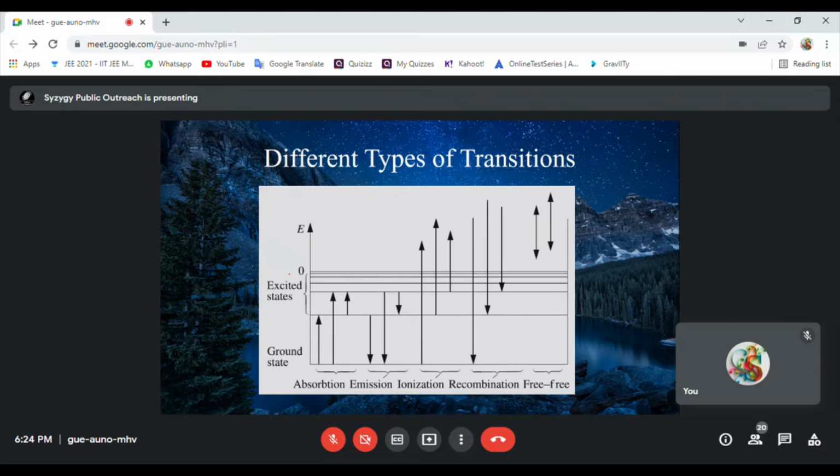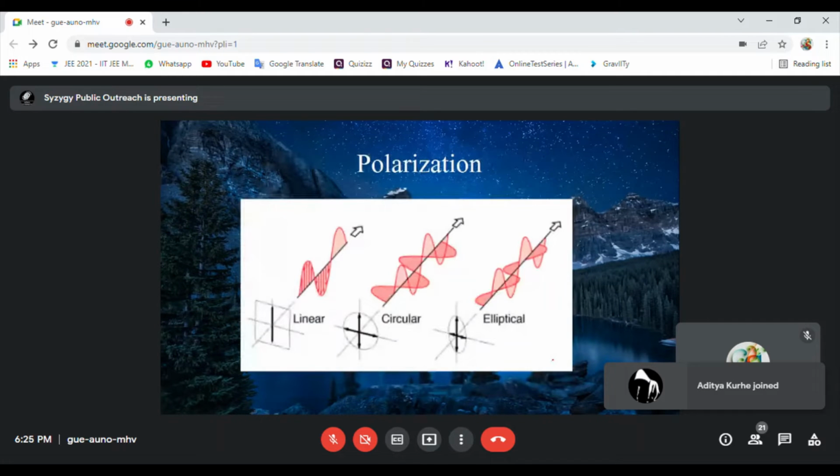And absorption is also called a bound-bound transition. Why? Because the electron was initially bound and still is bound. Emission is the same, a bound-bound transition. These are just simple terms for absorption, emission, ionization, and recombination. And then the fourth type of transition is the free-free transition.